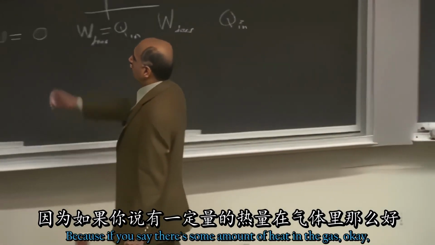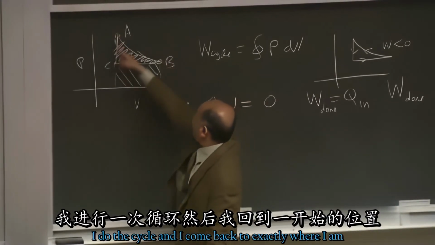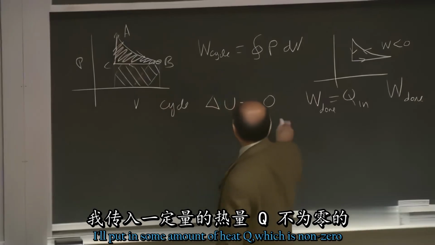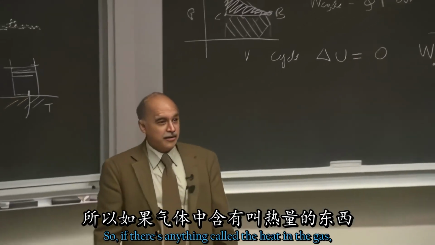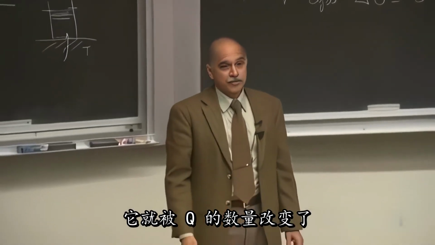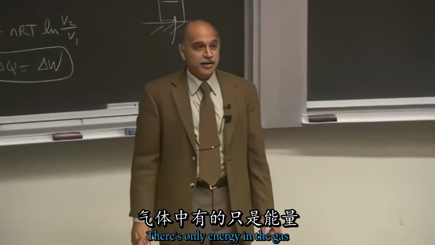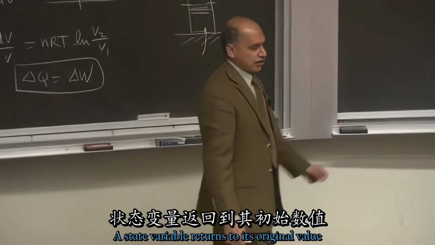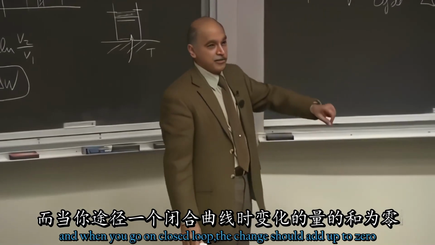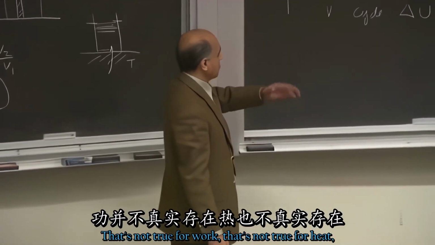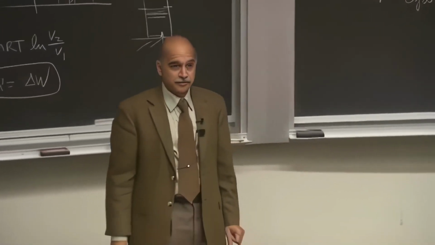Because if you say there's some amount of heat in the gas, whatever number you want, I do the cycle and I come back to exactly where I am. I've put in some amount of heat Q, which is non-zero. So if there is anything called the heat in the gas, it has changed by an amount Q. That's why there's no notion of heat in the gas or work in the gas. There's only energy in the gas. A state variable returns to its original value, and when you go on a closed loop, the change should add up to zero. That's not true for work. That's not true for heat, but it's true for the difference. That defines an internal state variable.